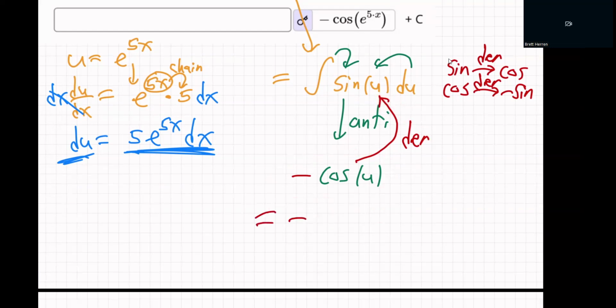Okay, so what do we got now? Negative cosine of u, and then put in the u. What is u all along? e to the 5x. There we go. There's the answer, and then the plus a constant is there. So there we go.